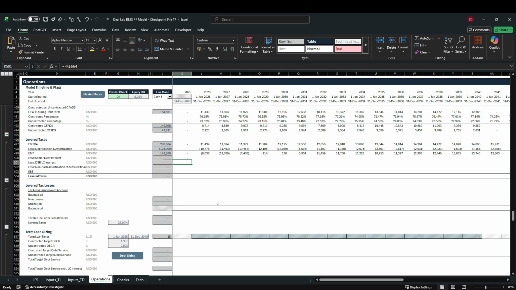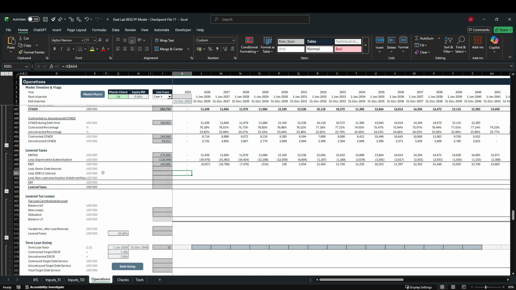Similar to senior debt interest, the idea for the DSR LC is simple. If the LC is assumed drawn, it behaves like a short-term financing instrument and creates interest expense, which flows then through taxable income. And even if it's undrawn, the commitment fees are still tax deductible, so they also reduce taxable income. So we want to make sure that we both pull in the interest expense and commitment fees under the DSR LC deduction. And then lastly, we will also subtract our non-cash amortization of deferred financing fees.